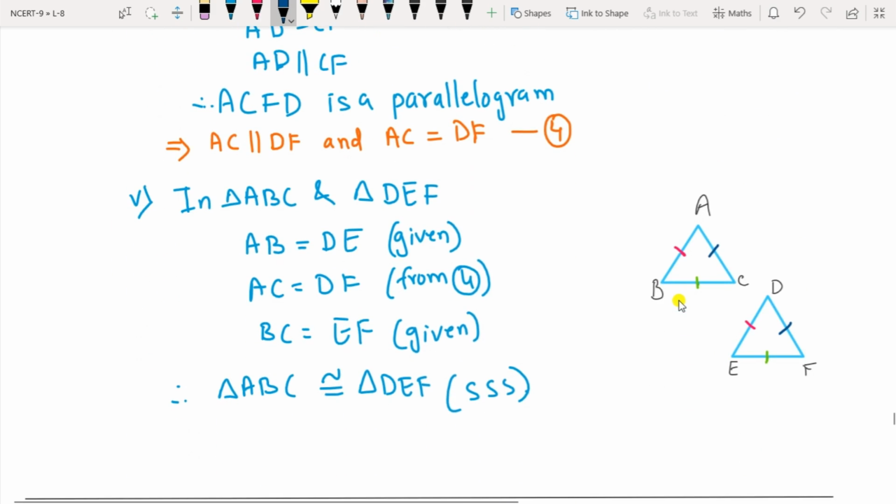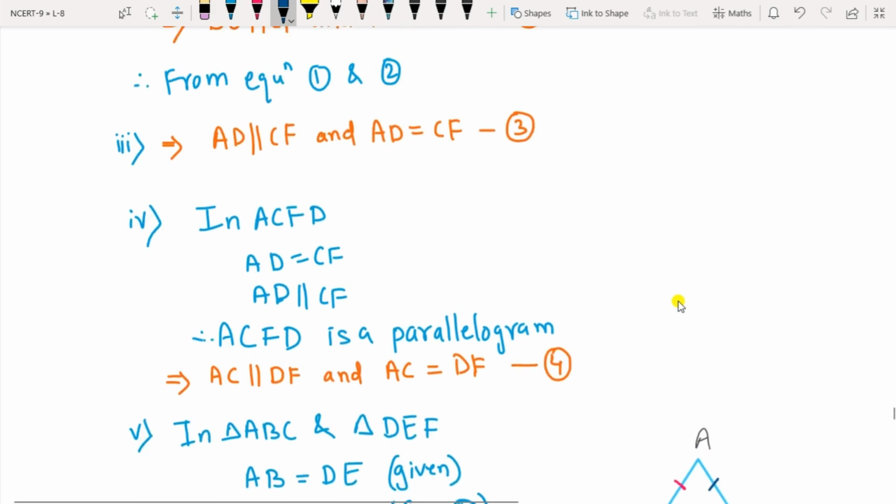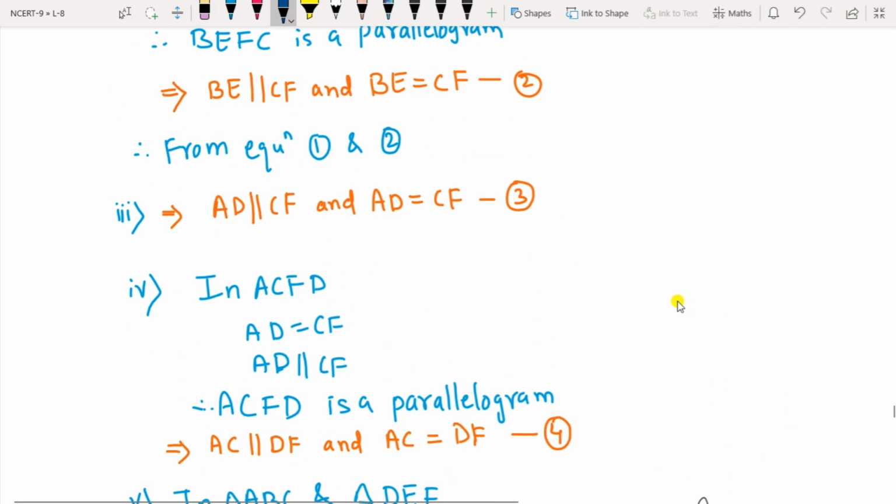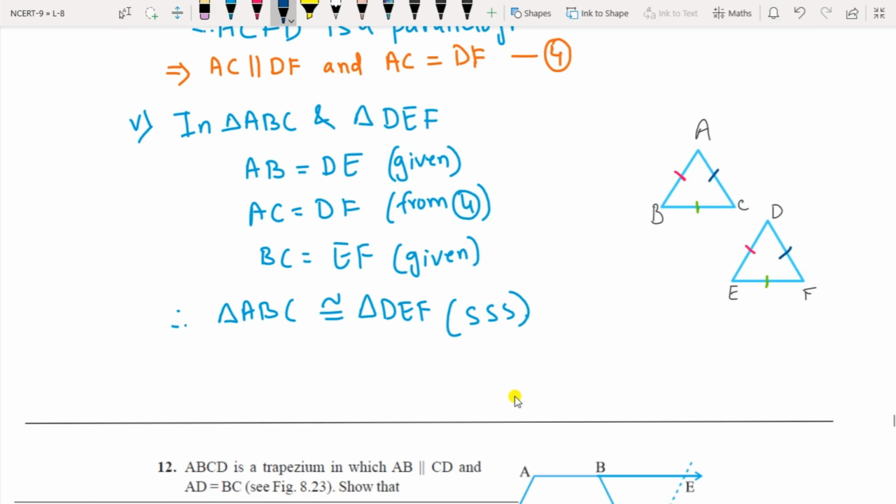Now consider, so this is all that we have written here. AD is equal to CF and therefore ACDF is a parallelogram. Okay. Now consider the triangles where we have proved all the sides are equal. So AB is equal to DE, that is given, AC equal to DF, that we have proved above, and BC is equal to EF, that is also given, and therefore the two triangles are congruent by SSS.